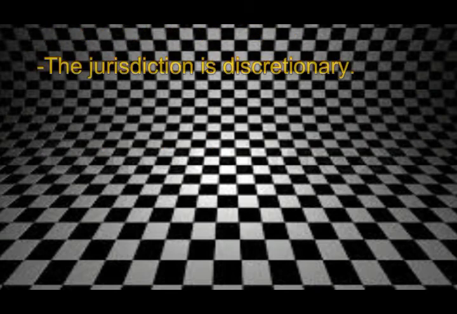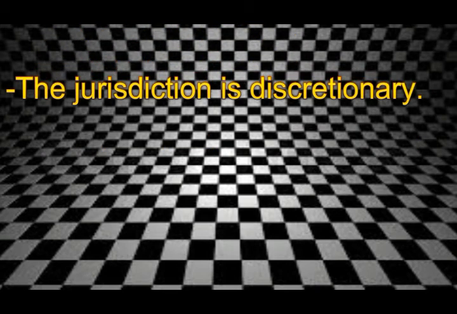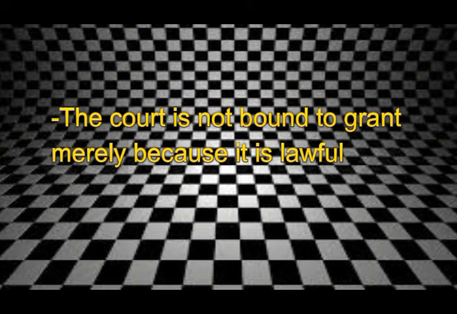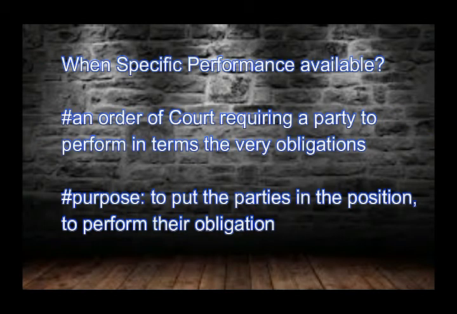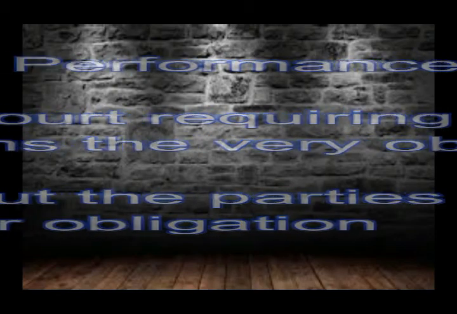Second subtopic, specific performance. Its jurisdiction is discretionary. The court is not bound to grant it merely because it is lawful to do so. The discretion of the court is not arbitrary but sound and reasonable. Specific performance is available when there is an order of court requiring a party to perform in turn the very obligations. The purpose is to put the parties in the position to perform their obligations.